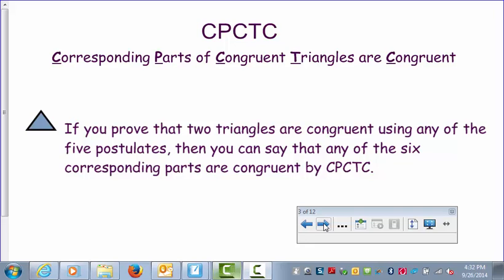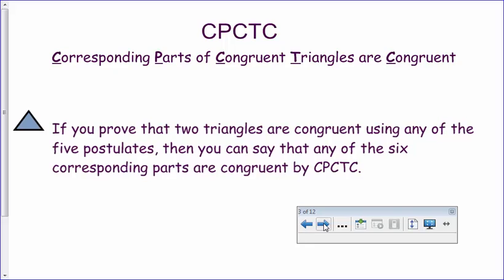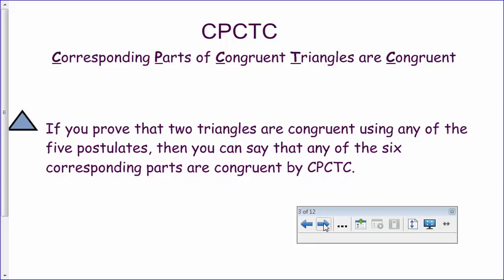Everything stands for something. It's an acronym. C, corresponding parts. So we're talking about the same part in one triangle that compares to the same part in another triangle. Corresponding parts of congruent triangles are congruent. All you have to do is remember the acronym, CPCTC. If you prove that two triangles are congruent using any of the 5 postulates, then you can say that any of the 6 corresponding parts are congruent by CPCTC.